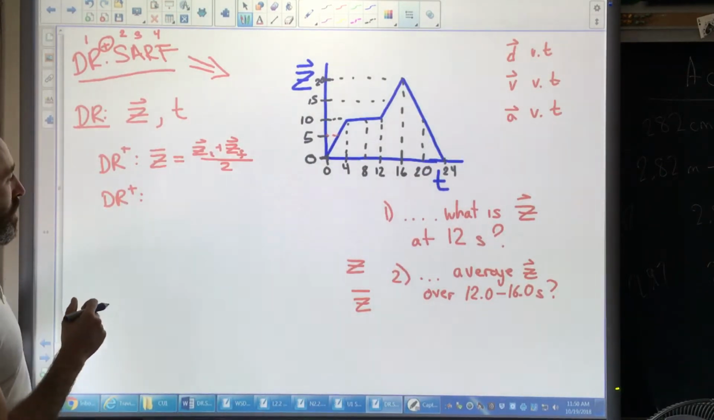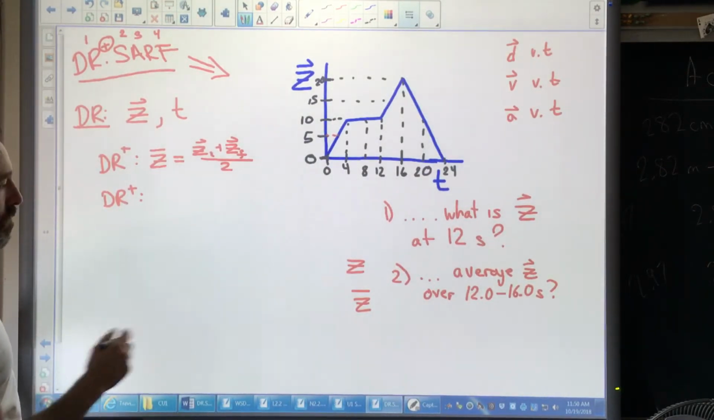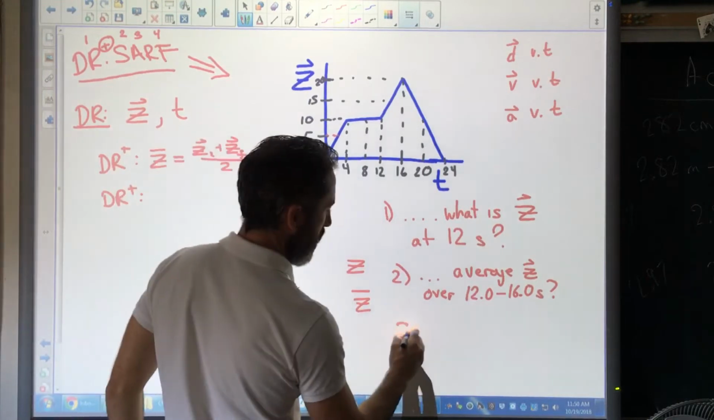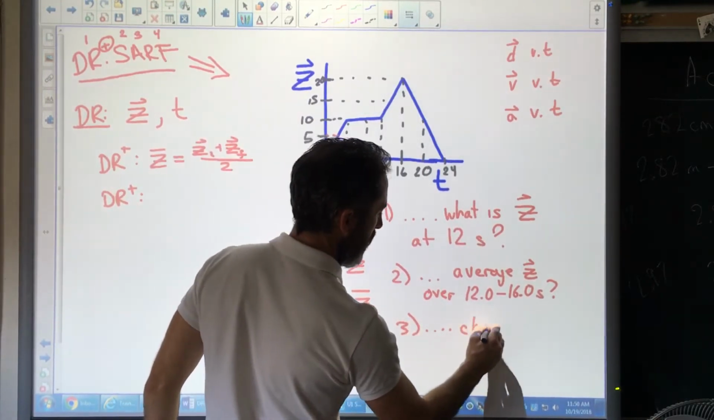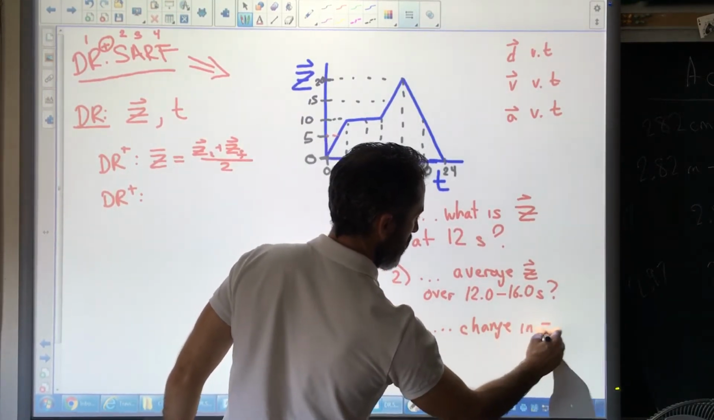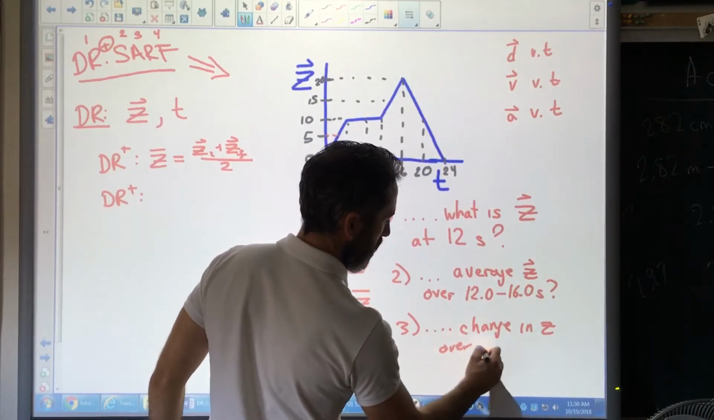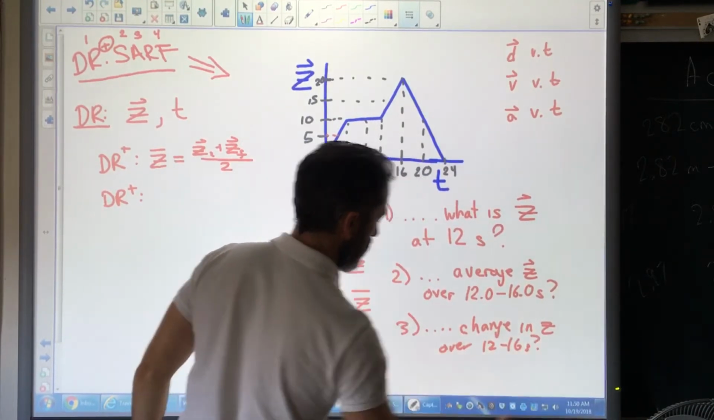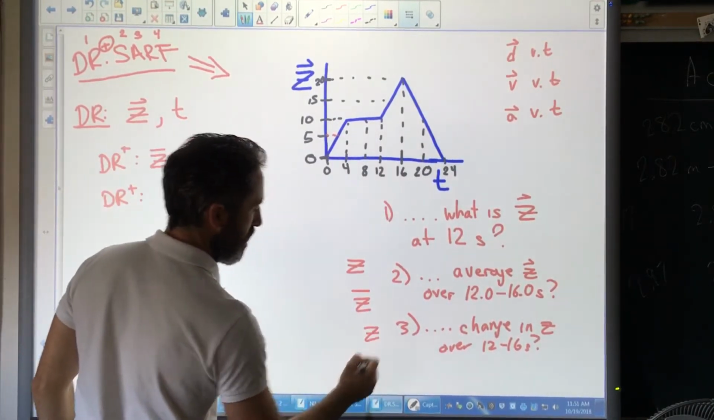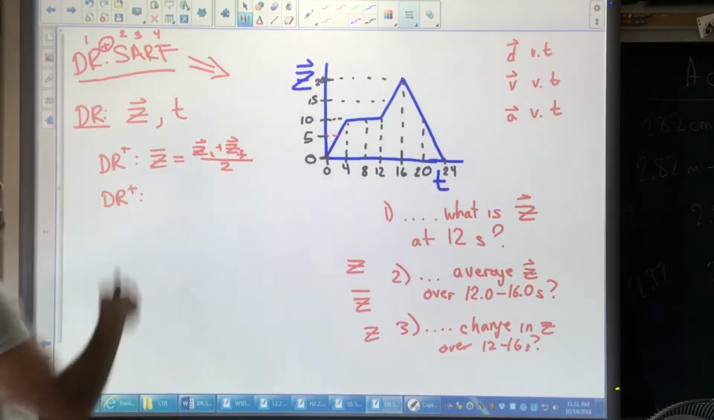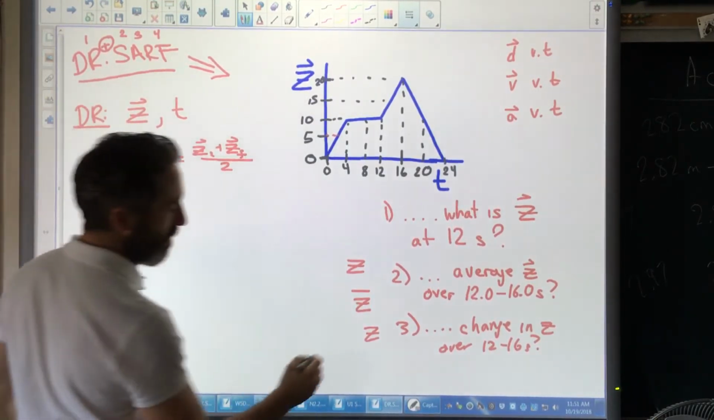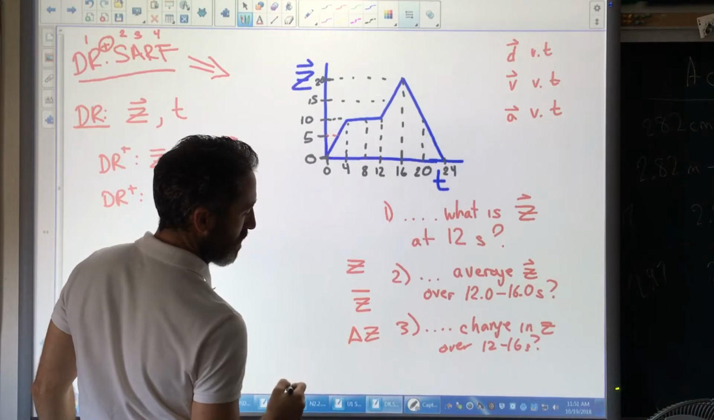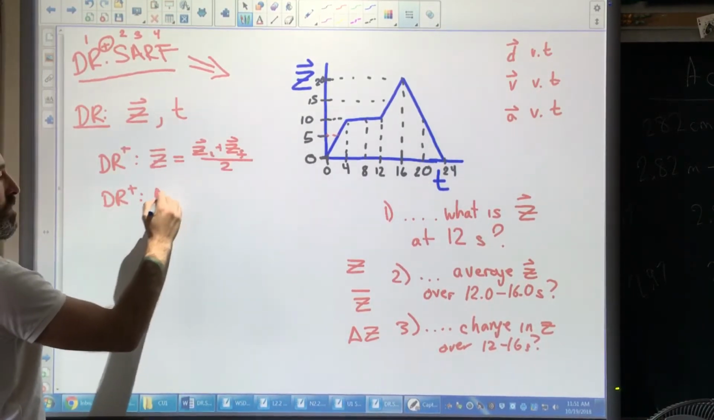Okay, what's the other direct read plus? Well, you also might need something with Z, but instead they might ask for the change in Z. Maybe over the same 12 to 16 seconds. Well, it's still looking for Z, which means on the axis, still a direct read, except now, change, delta Z. Oh, delta Z.